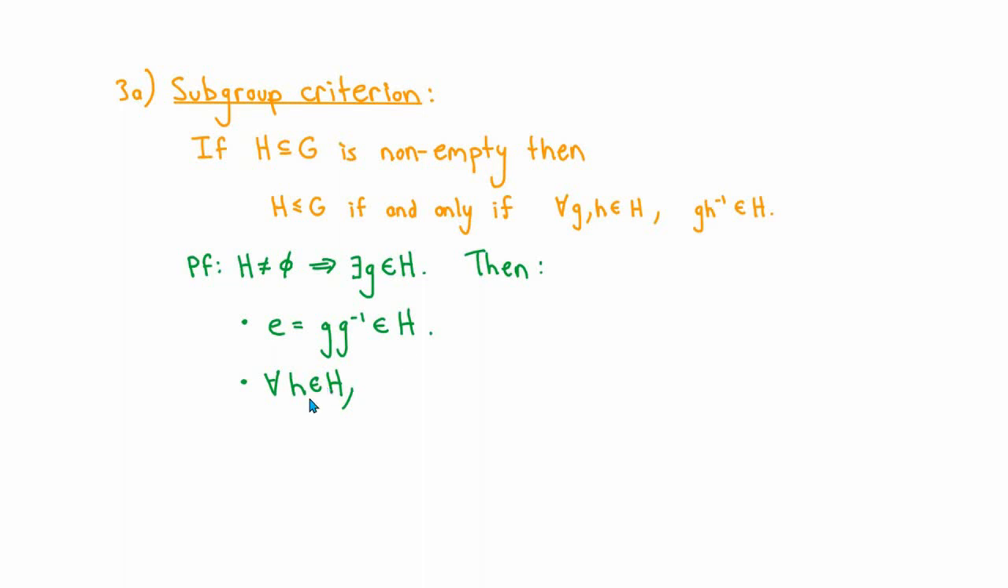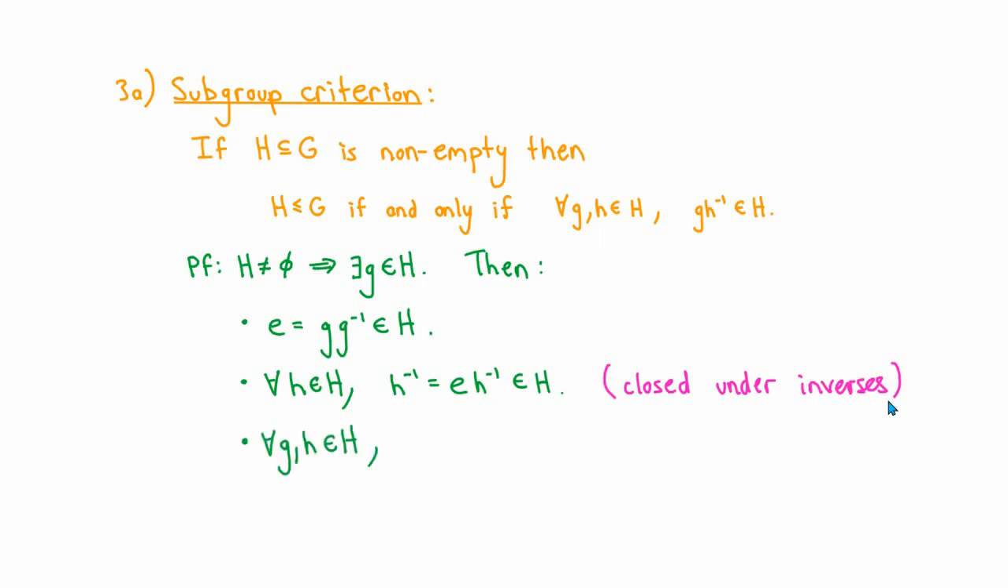So second, we're going to show that H is closed under taking inverses. Suppose that little h is an element of H, and apply the condition on the right-hand side here with g equals the identity element, which we know is an element of H, and with h equals h. That gives us that the identity element times h inverse is an element of H. But since the identity times h inverse is equal to h inverse, that guarantees that h inverse is an element of H. So it shows that H is closed under taking inverses.